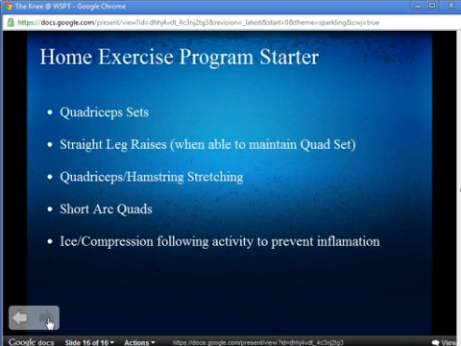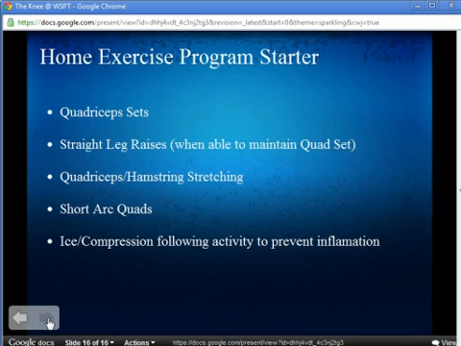Yeah. So I guess that's it for the knee. Could you say short arc quad? Oh yeah, I'm sorry. That's right. Short arc quad is basically when you put a foam roller underneath your knee and you're laying flat and you're just doing kicks. So very small movement kicks.